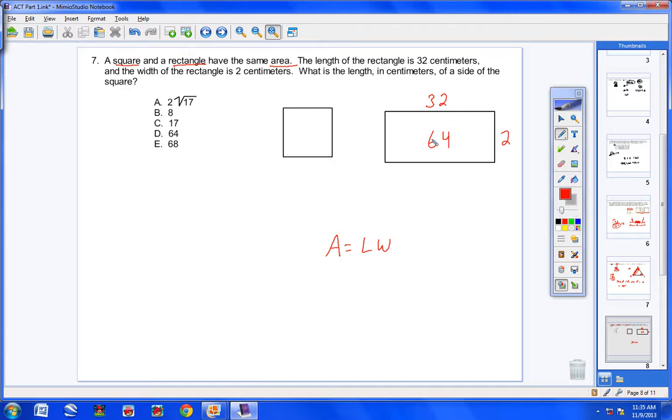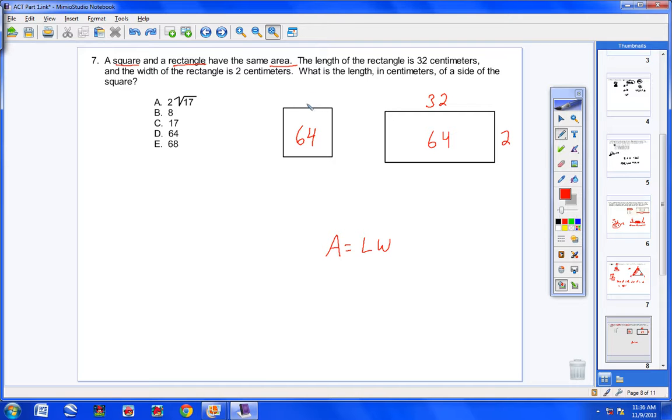So if the area of the rectangle is 64, what's the area of the square then? 64, good. So what's the length of one of the sides of the square? Well, guys, we could try something like, oh, I know, it's 4 and 16. Well, 4 times 16 is 64, but it's got to be the same side. Oh, I know, it's going to be 3 and 32. No, it's not going to work.